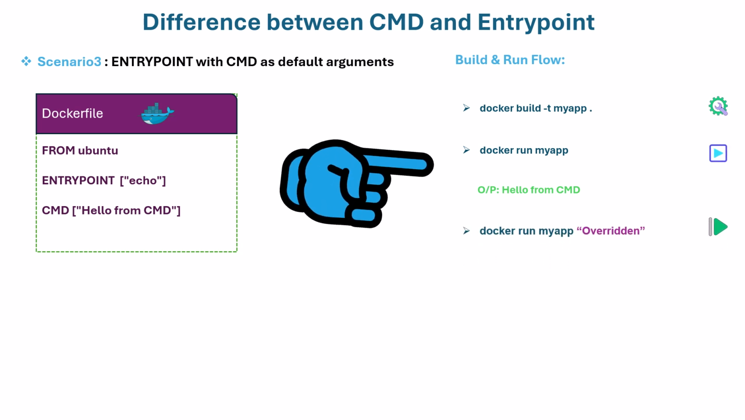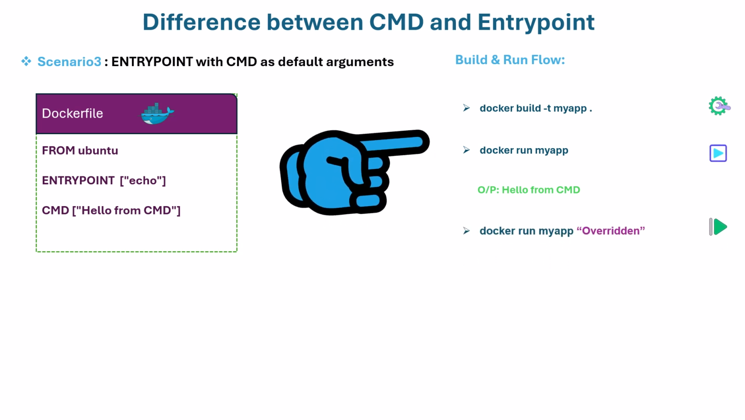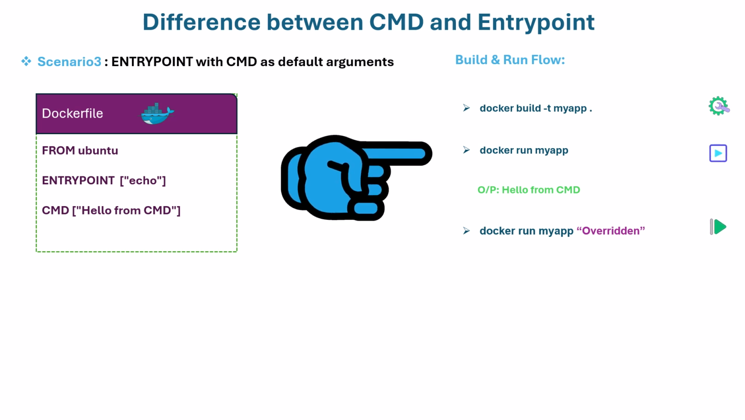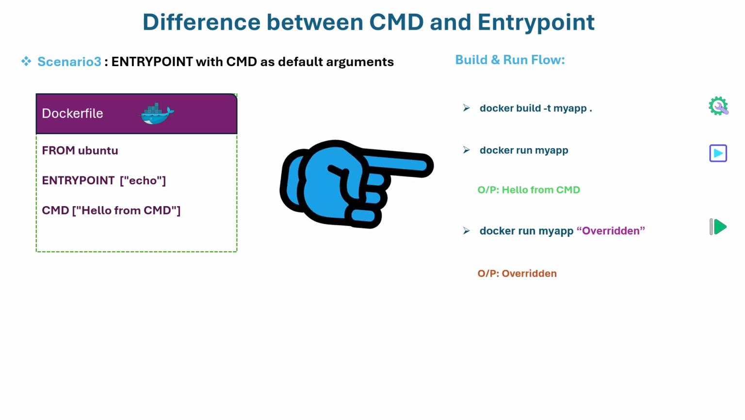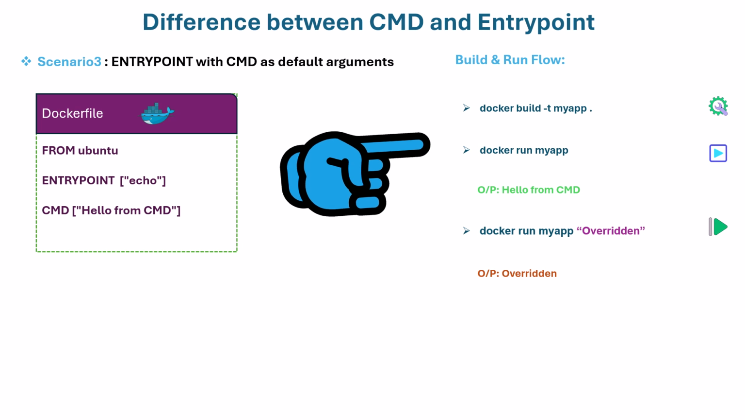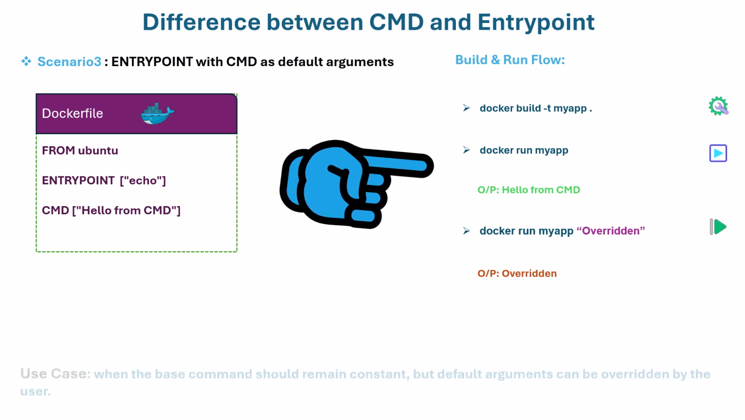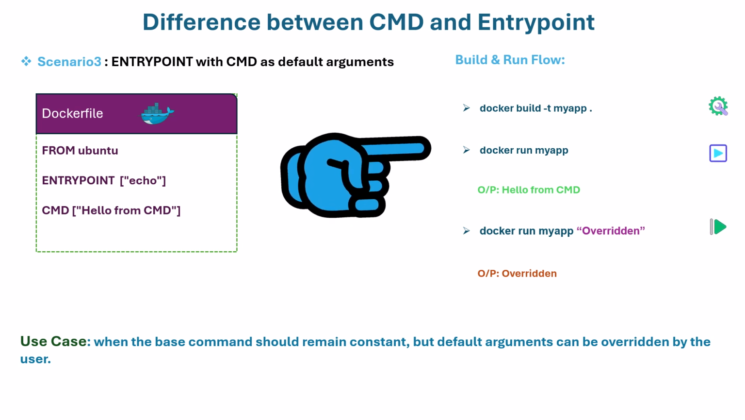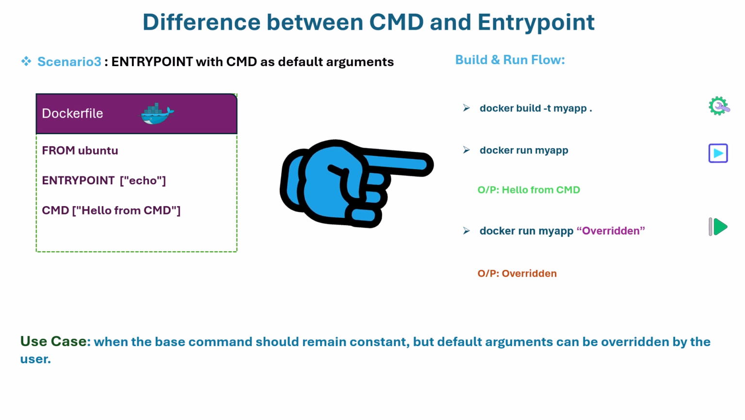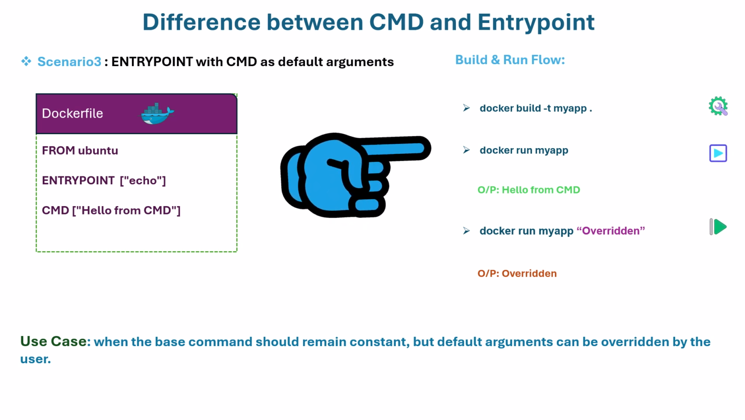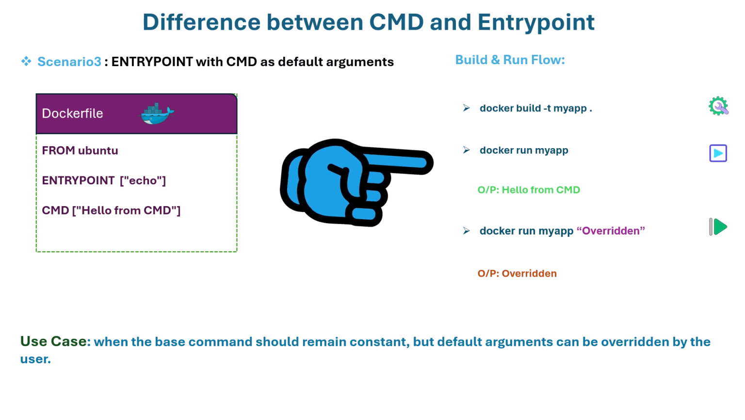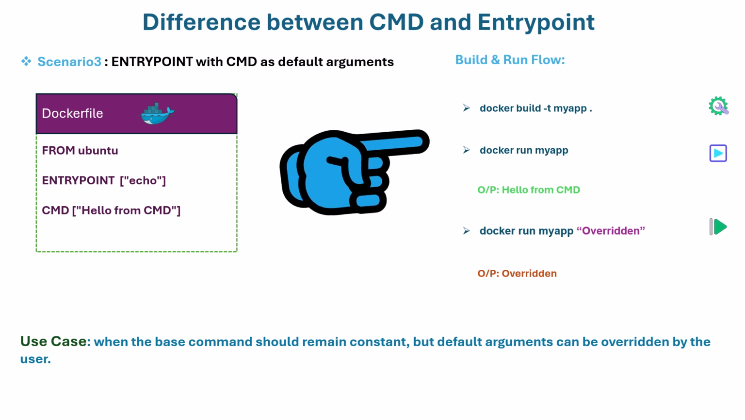Now we run it again, but this time we pass a new argument, which is overridden. Then the output is overridden. This shows that ENTRYPOINT stays constant but CMD can be overridden at runtime. So this scenario is for when you want a base command to remain constant, like echo, but the default arguments can be overridden by the user. In this case you can use the combination of ENTRYPOINT as well as CMD.